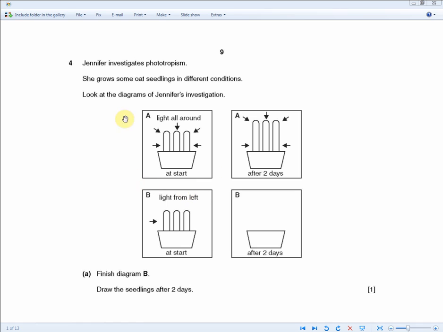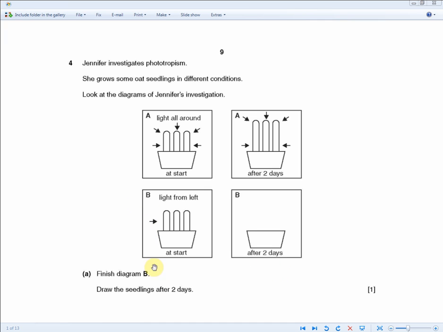So here you can see that diagram A shows light coming in from all directions at the start, and 2 days later it grows straight up because there will be an equal distribution of auxin, so there will be no elongation as all sides will be growing equally. So in diagram B, light is only coming in from the left.